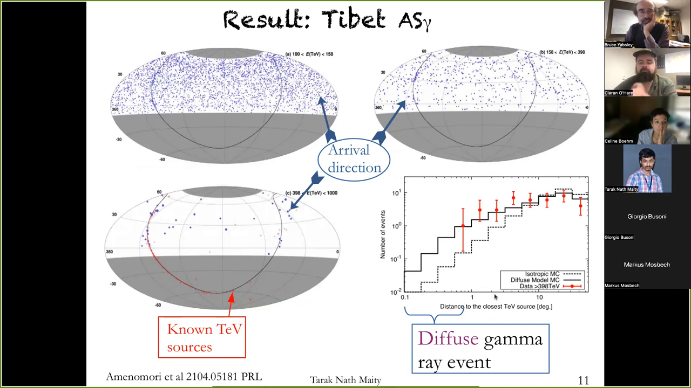Oh, I see. So the point here is what they are trying to essentially point out: whether the gamma ray events that they are observing are diffuse or not, whether they are associated with any source or not. That is the essential point. To do that, in the x-axis they have plotted the distance to the closest TeV sources, and in the y-axis the number of events. This is for the highest energy bin, data greater than 398 TeV. As you can see, the smallest distance to the closest TeV source is almost 1 degree in the sky. So that's why their claim is that this is a diffuse signal.